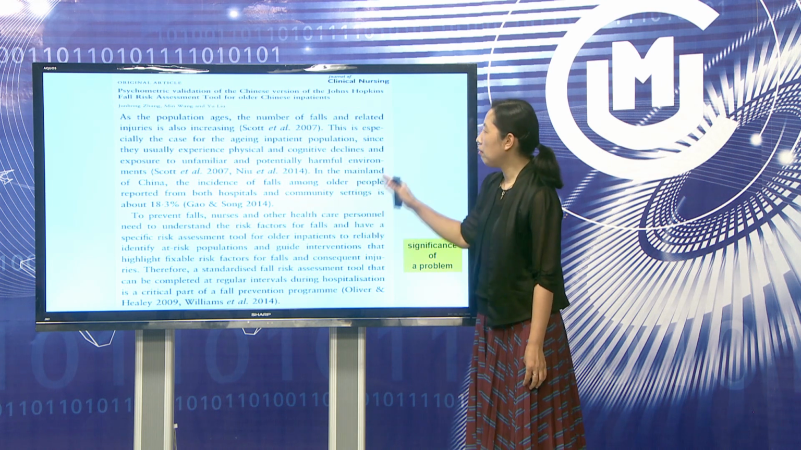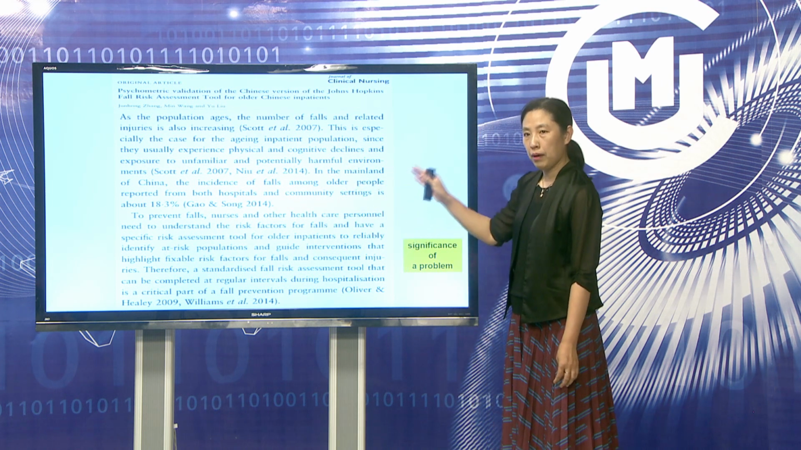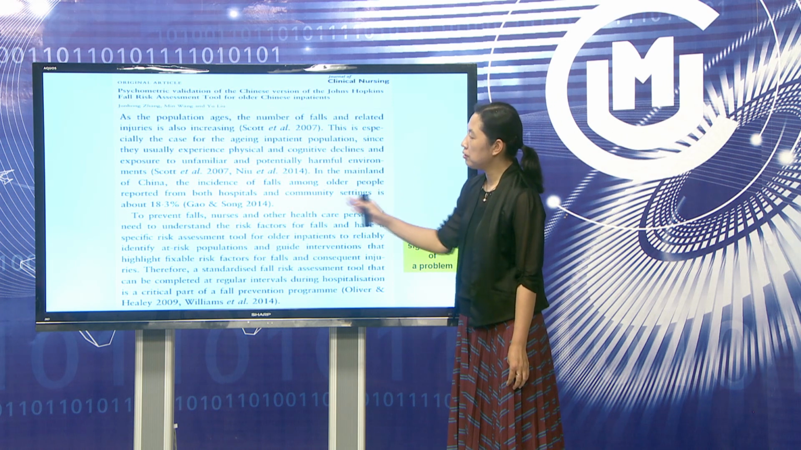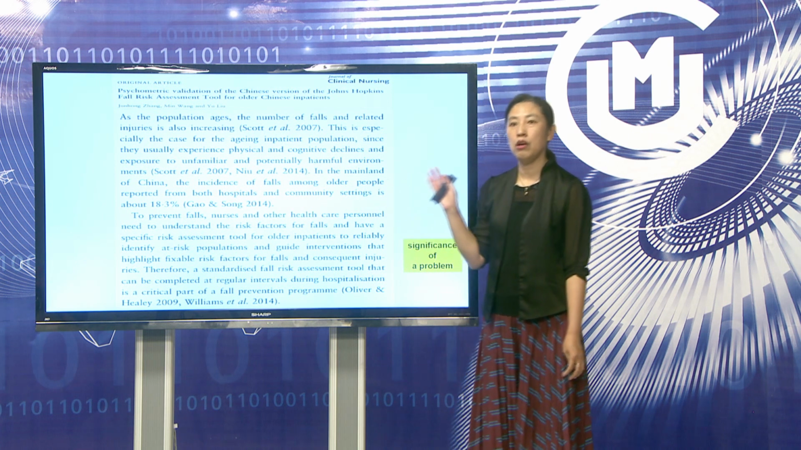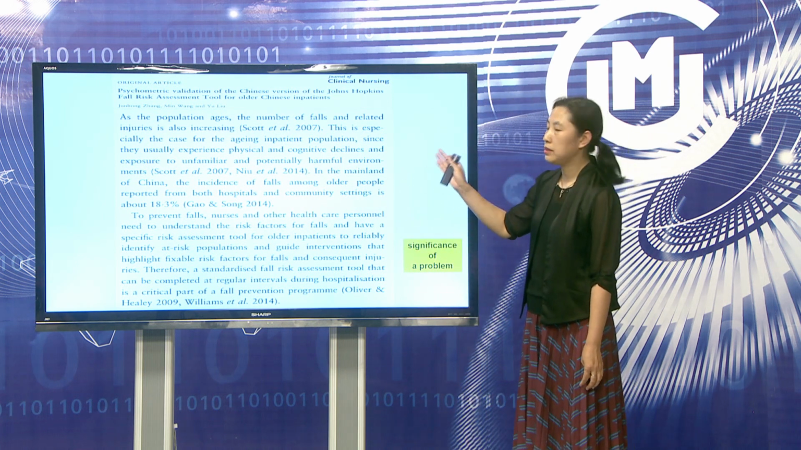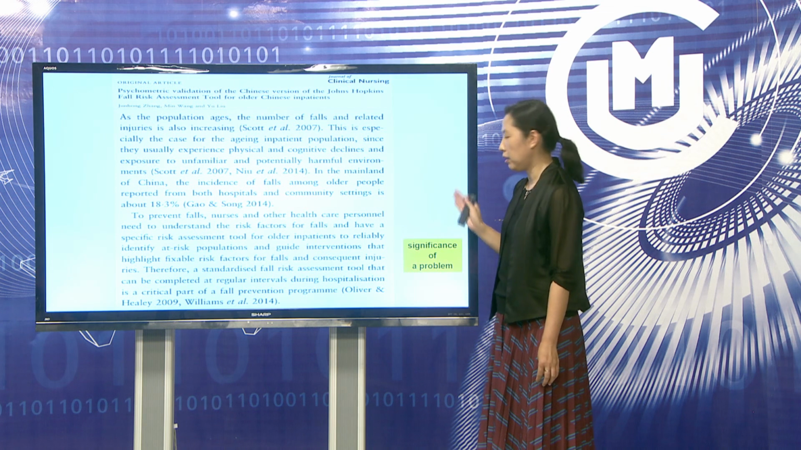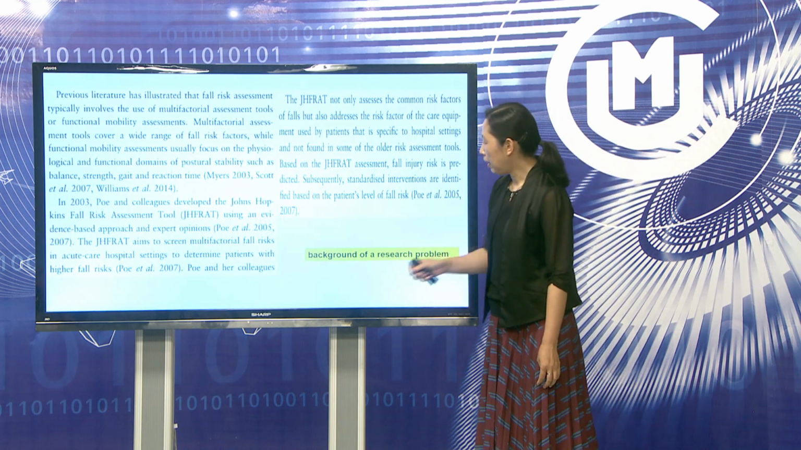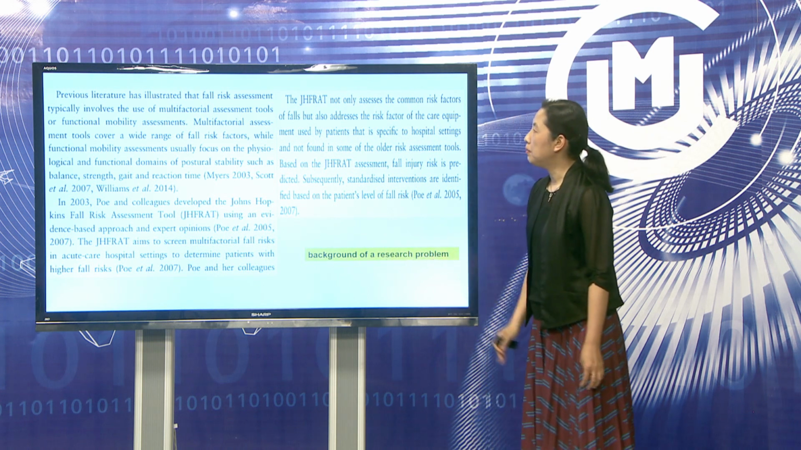So from this paragraph, you will see the problem and what the significance of the problem is. So falls are a really important issue for elders, and this part just describes the significance of the problem. And then we write down about the background of the research problem.